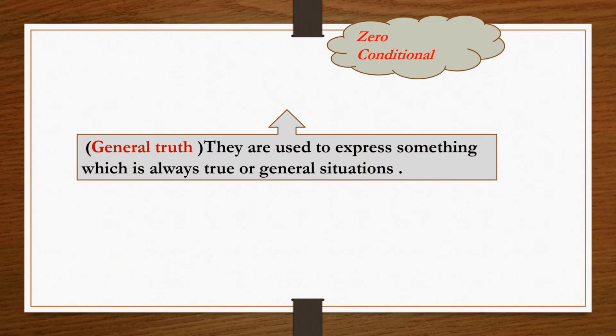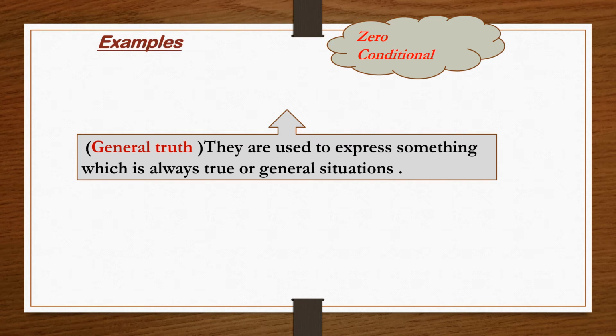First of all, we have the zero conditional. We use the zero conditional to express the general truth or scientific facts, when we want to express something which is always true or general situations. Also, when we have the keywords of the present simple, like always, usually, often, sometimes, and never.